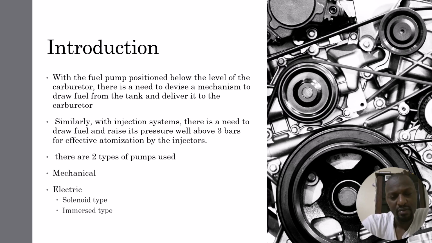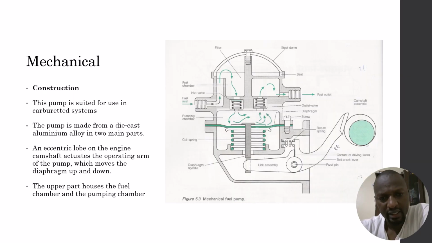Now, in this case, there are two types of pumps used. There is a mechanical pump and there is the electric pump. Now, the electric pump may also have an older solenoid type of pump, or we could have an immersed pump that uses a roller cage mechanism, which we're going to see much later. Now, let us look at this mechanical pump with this image here. That is a sectional image. We'll use it to explain the construction and also how it operates.